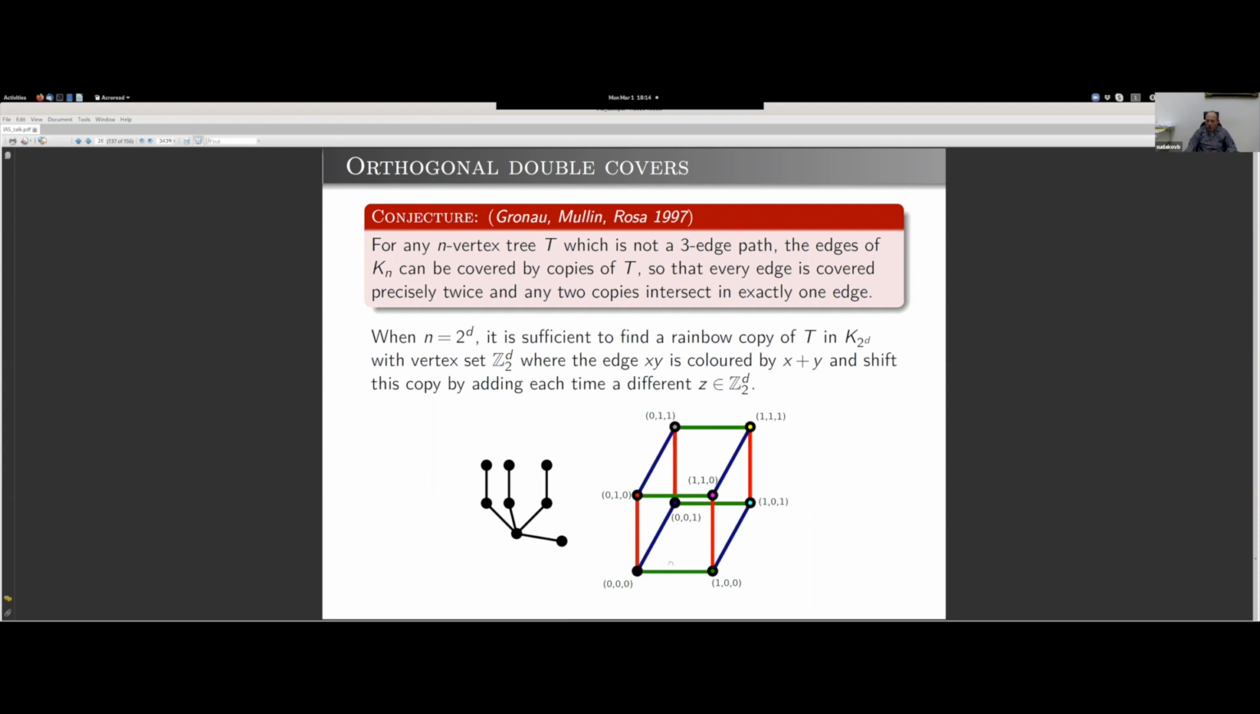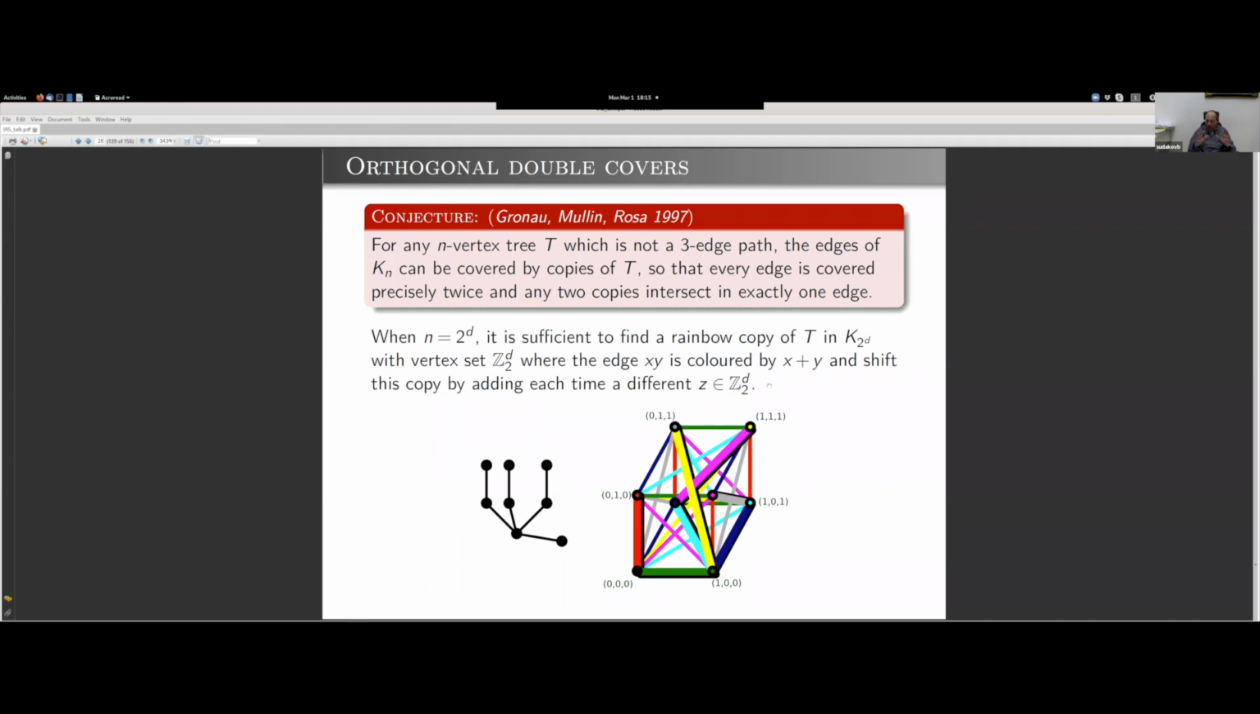So this gives you all green edges, this gives you all blue edges, this gives you all red edges, and so on. I obviously drew you all possible colors. So in this case, you will get 8 colors. And then again, imagine you took your tree, so your tree now needs to have 8 vertices, and this is your tree. Imagine you found a rainbow copy of this tree in this coloring. Then you can produce this tiling, which will cover every edge precisely twice, and any 2 copies of this tree intersect in exactly one edge, by taking this tree and shifting it by different vectors in Z_2^d.